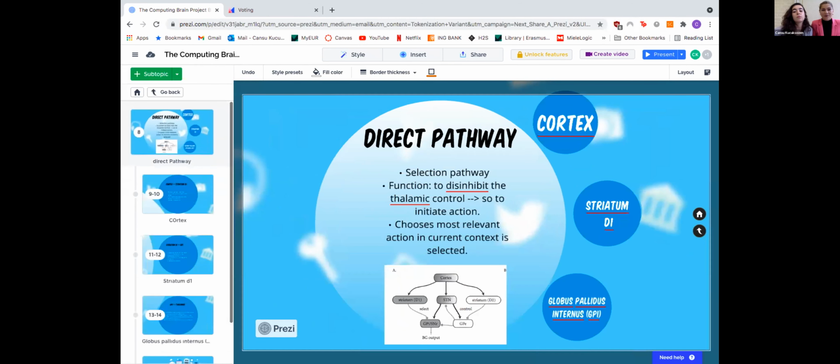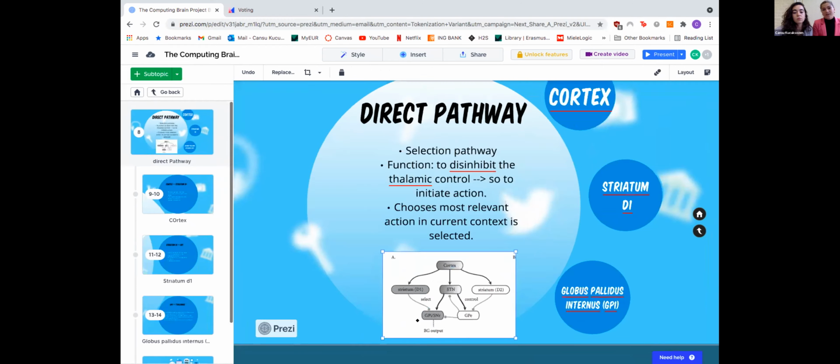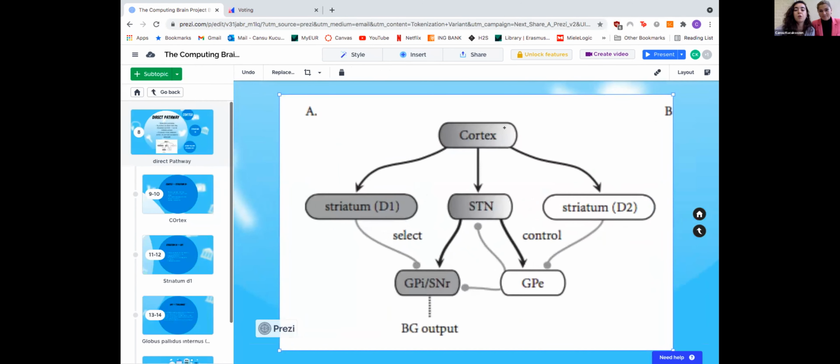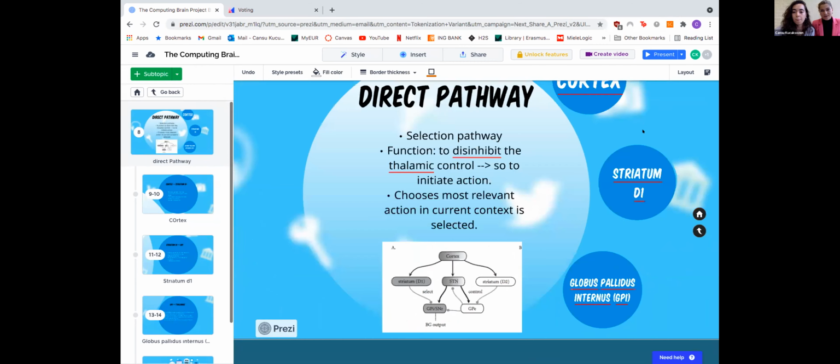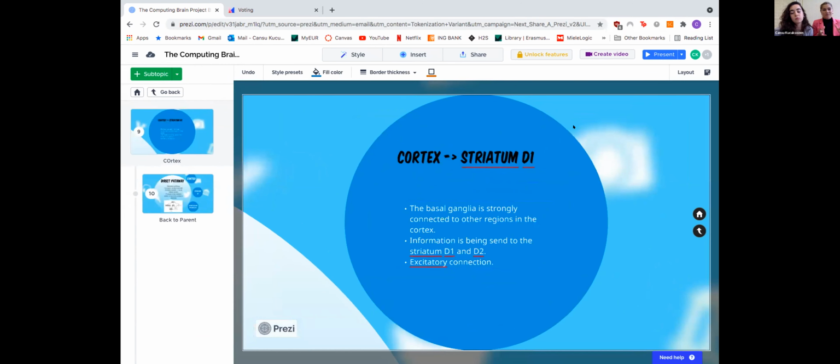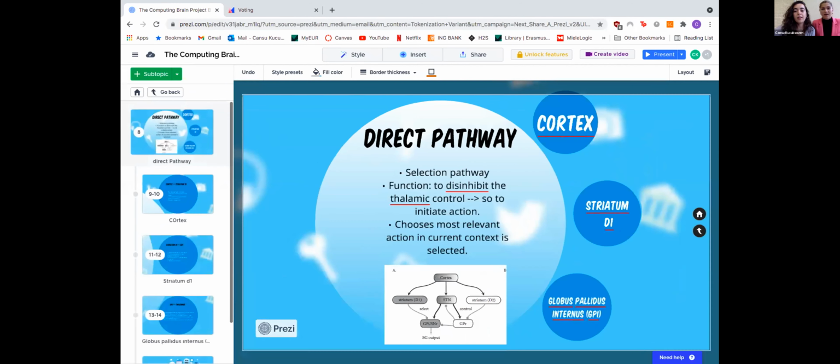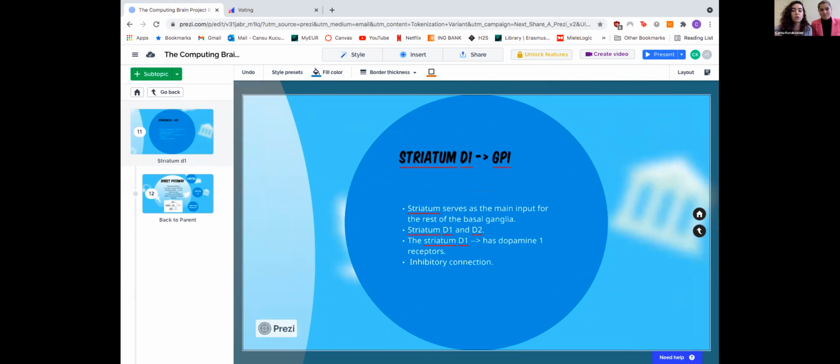Okay, so we have the direct pathway, and the function of the direct pathway is to select actions, to initiate action. It chooses the most relevant action, and you can see what the direct pathway does in the image here beneath. We will start from the cortex, go into the striatum D1 and the GPI for the direct pathway. All the information from the cortex is sent to the striatum D1. The striatum consists of the striatum D1 and the striatum D2, but the striatum D1 is the part for the direct pathway, and it consists of dopamine D1 receptors. It gets an excitatory connection from the cortex to the striatum D1.